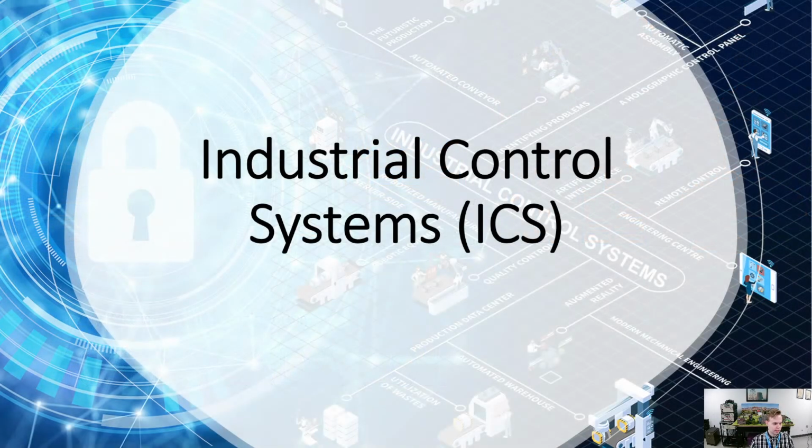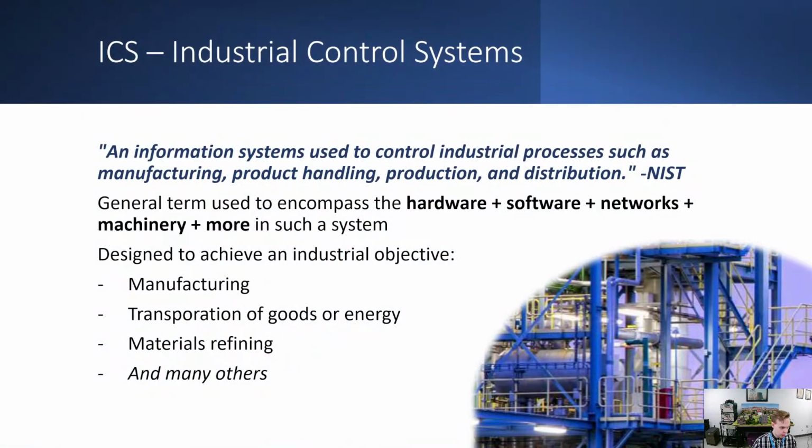First of all, what the heck is ICS, or Industrial Control Systems? Quoting NIST here, an ICS is an information system used to control industrial processes such as manufacturing, product handling, production, and distribution. So it is just a big general term used to encompass all the hardware and the software and the networks, the machinery, and pretty much everything else that goes into these systems. And these systems are designed to achieve some type of industrial objective.